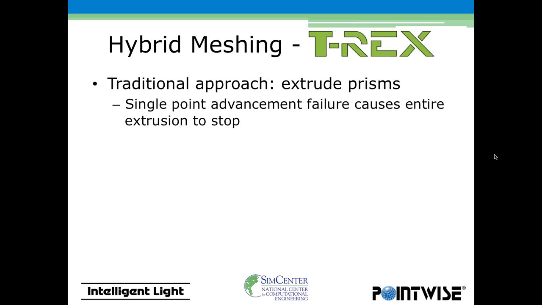A drawback to these traditional approaches is that most of them, if you encounter a single point advancement failure, will cause the entire extrusion to stop. The drawback is that you rarely get very full layers of boundary layer cells on complex geometries. You may be restricted to maybe 2 or 3, or at the most 5 layers, when really you would like to have about 20 or 30.